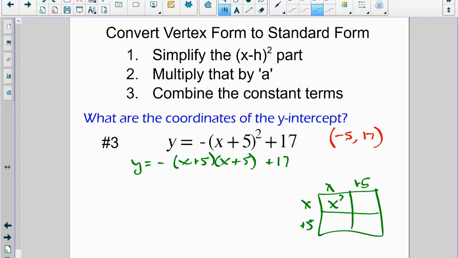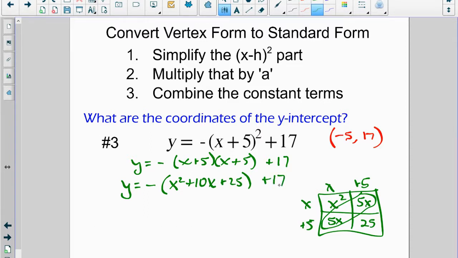I'm going to get x squared. I'm going to get 5x. Another 5x. And then 5 times 5 is 25. So we get y equals negative, and here's where you have to group. Right? We need the parentheses here. I'm going to put all of this area on the inside, combining like terms. x squared plus 10x plus 25. And then I have the plus 17 at the end.